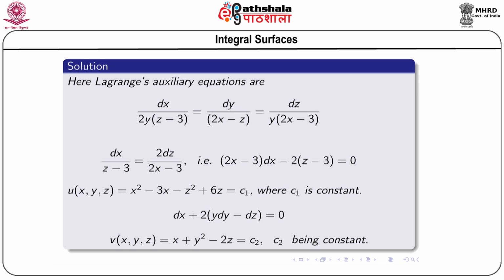And from this equation one can find one integral u(x, y, z) easily as x square minus 3x minus z square plus 6z equals C1, where C1 is a constant, and the another integral can be found easily: dx plus 2y dy minus dz equals 0. After integrating, v is x plus y square minus 2z equals C2, where C2 is a constant.